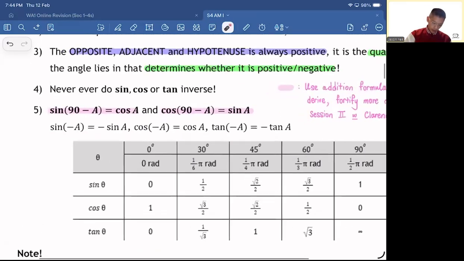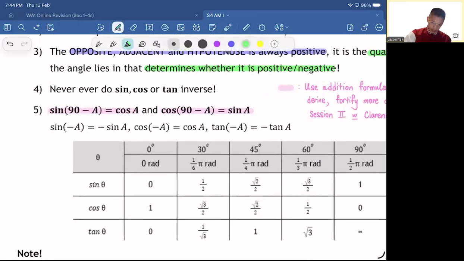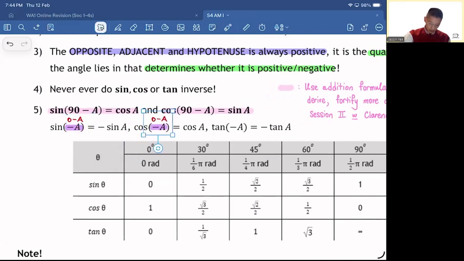How to use it? I'm just going to write for one. You guys can configure the rest. Minus A, I can write it as 0 minus A. Makes sense, right? In this case, the first angle is 0, the second angle is A. I'm going to repeat for the rest.